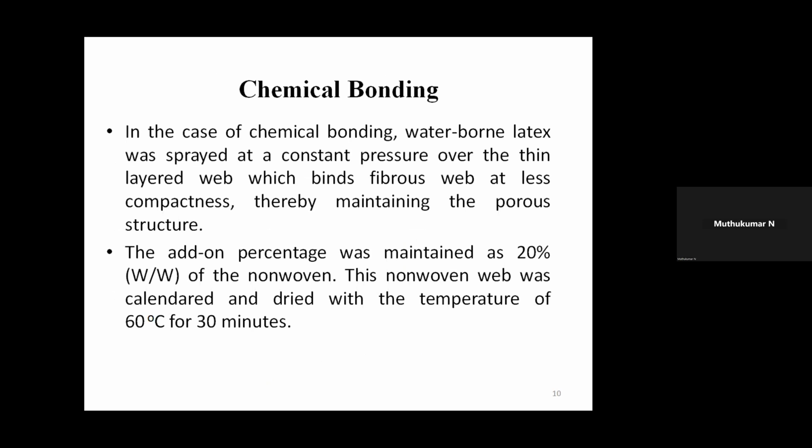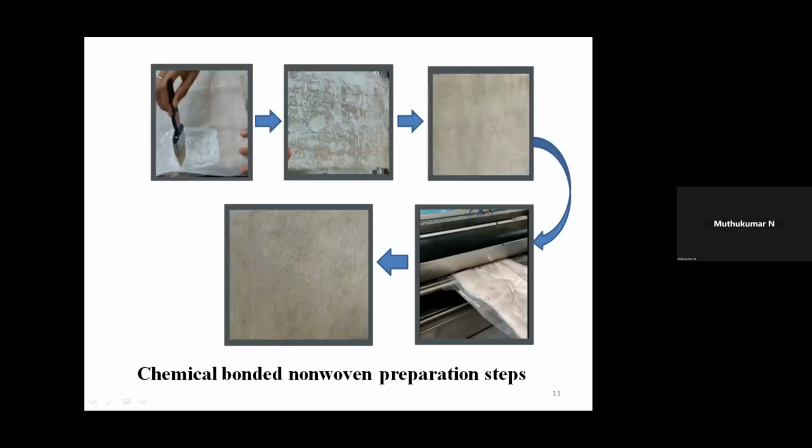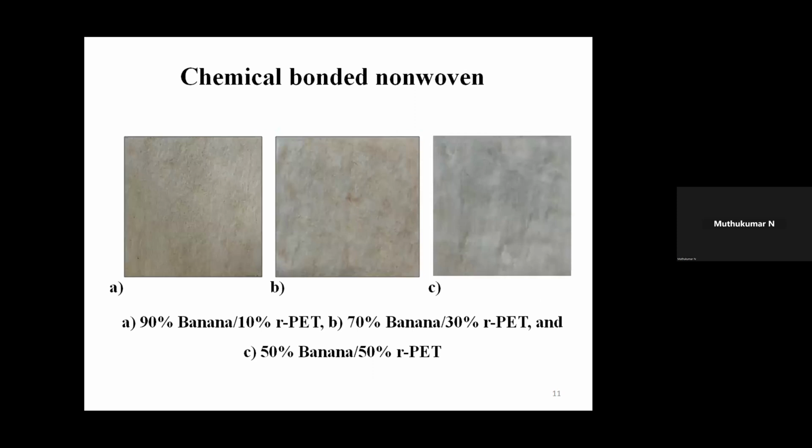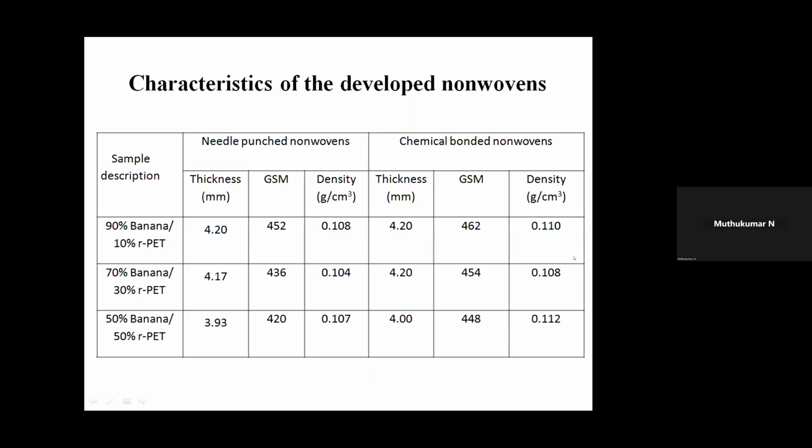Next, chemical bonding. For chemical bonding, we used latex as the bonding agent. Then we sprayed it over the web. We maintained the add-on percentage at 20%. After that, the webs were calendered. Then they were dried at 60 degrees Celsius for 30 minutes. So these are the steps in chemical bonding, and these are the developed chemical bonded non-wovens.